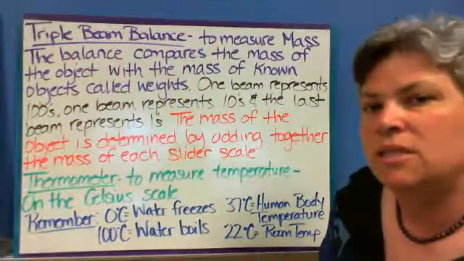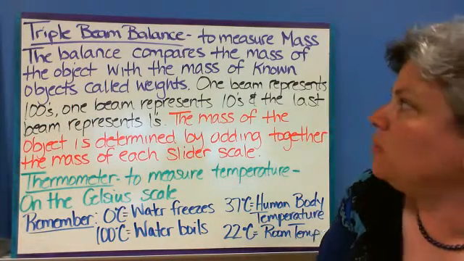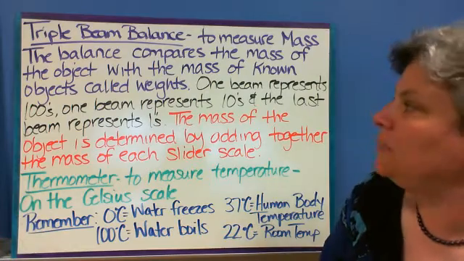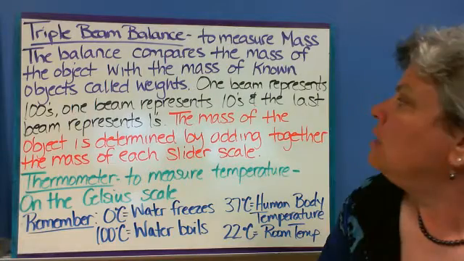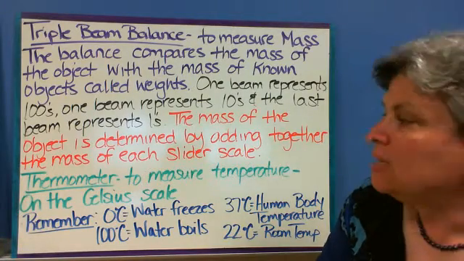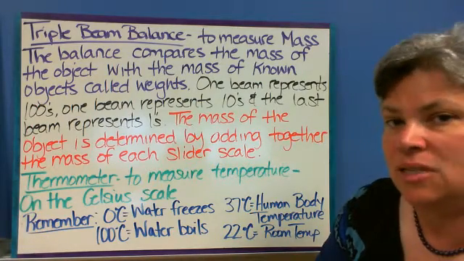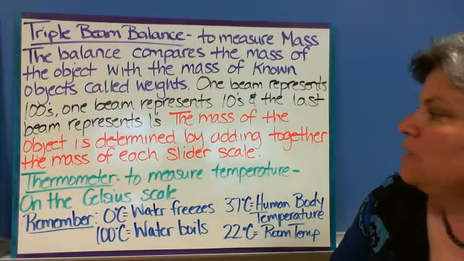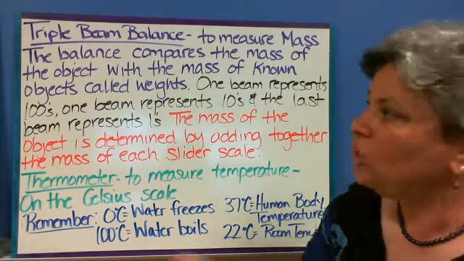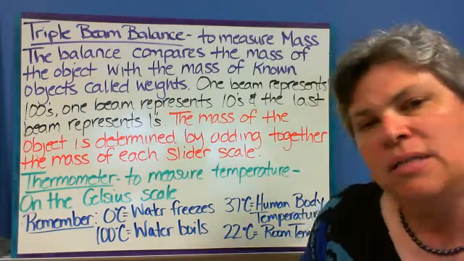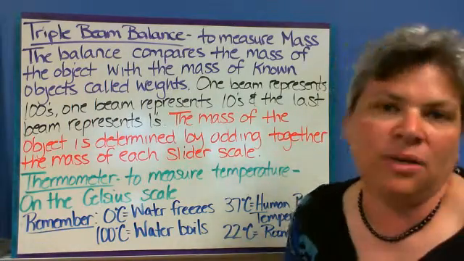The next one we're going to look at is the triple beam balance. The triple beam balance we use to measure mass. Remember, the balance compares the mass of the object with the mass of known objects that we call weights. One beam represents the hundreds place, one beam represents the tens, and the final beam represents the ones. The mass of the object is determined by adding together the mass of each slider scale. You'll have practice using a triple beam balance, so you just have to go through, and once it's balanced at 0, you just have to add up the numbers.